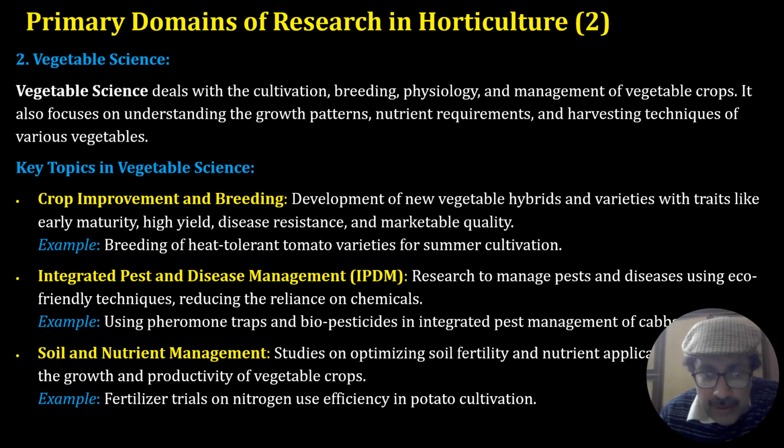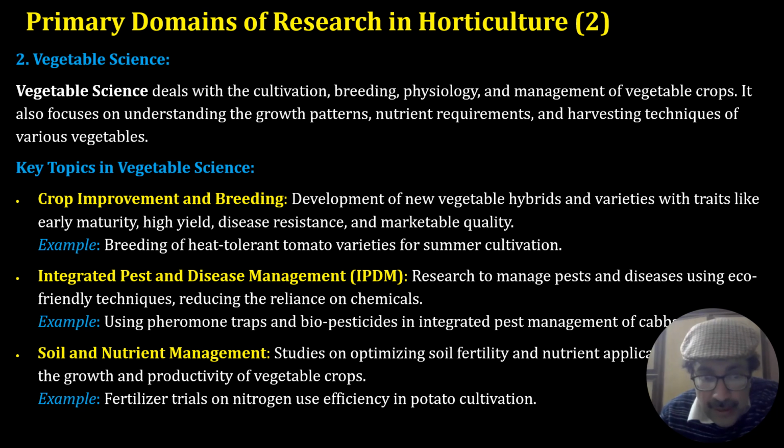The second key topic, integrated pest and disease management. In this key topic, the research would include assessing different management practices to control the pests and diseases, especially the eco-friendly techniques, whereby reducing a reliance on chemical use. An example would include using pheromone traps and biopesticides in the integrated pest management of cabbage.